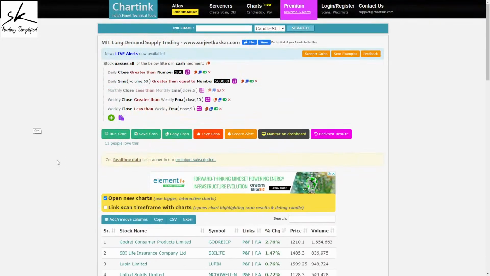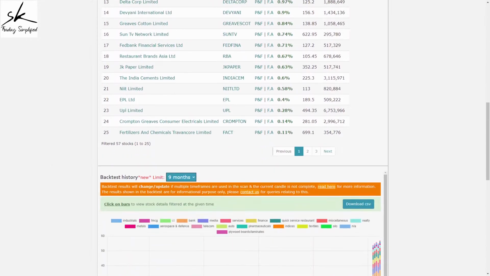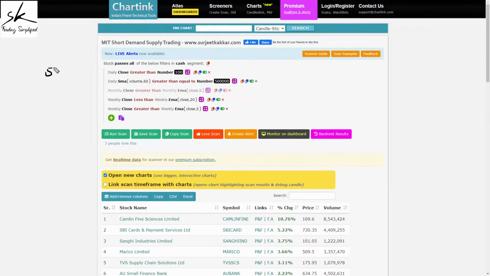And from the short scan, I have 57. So we have 57 plus 27, which is 84, right? So we have 84 symbols to look into. So you can see from 19, now we are up to 84.